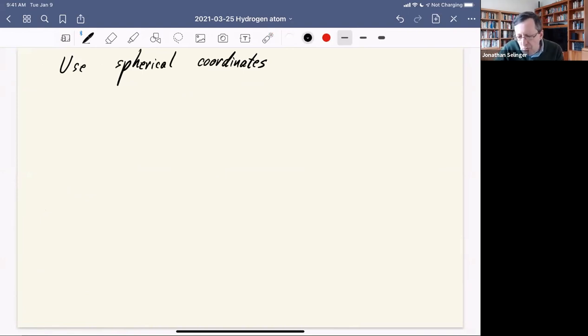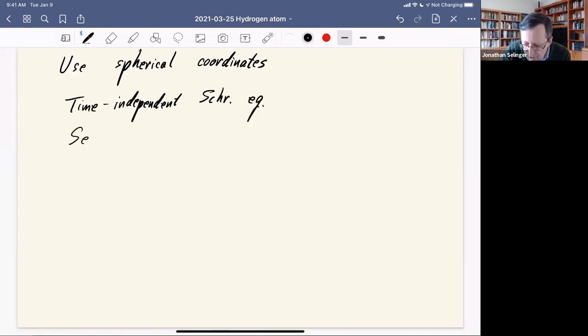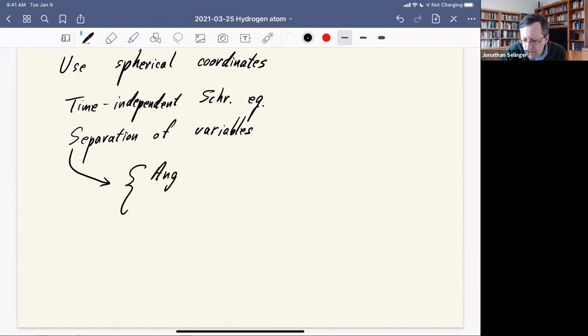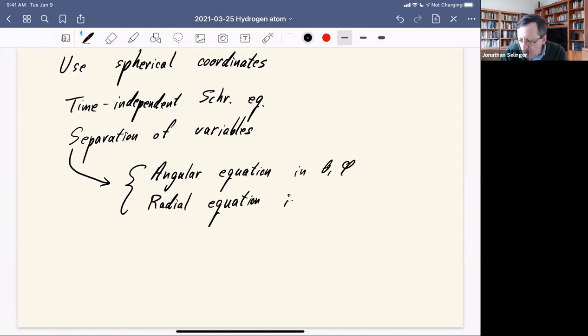So we can repeat the same sort of calculation that we did when we were setting up quantum mechanics in spherical coordinates. In particular, you remember when we have the time independent Schrödinger equation and we do separation of variables, we could see that it separates into two equations. There's an angular equation and the radial equation. The angular equation is in the variables theta and phi. The radial equation is in the variable r.